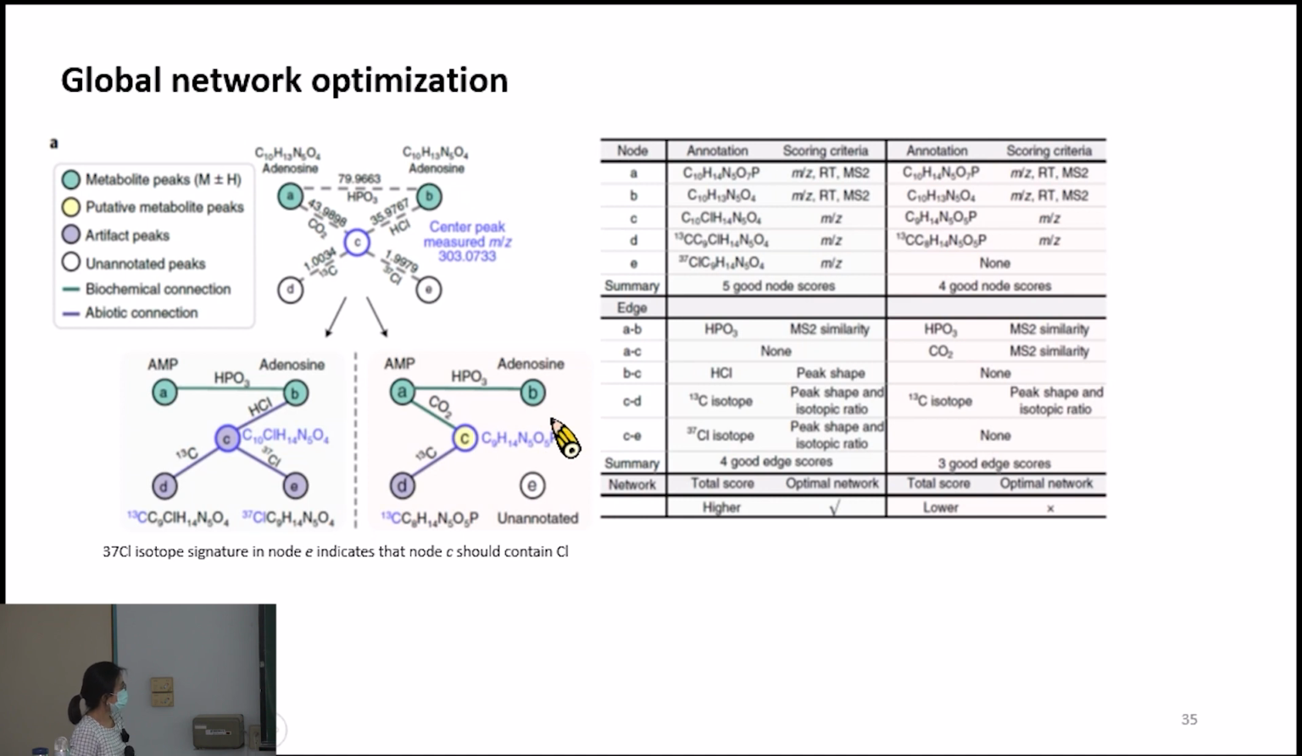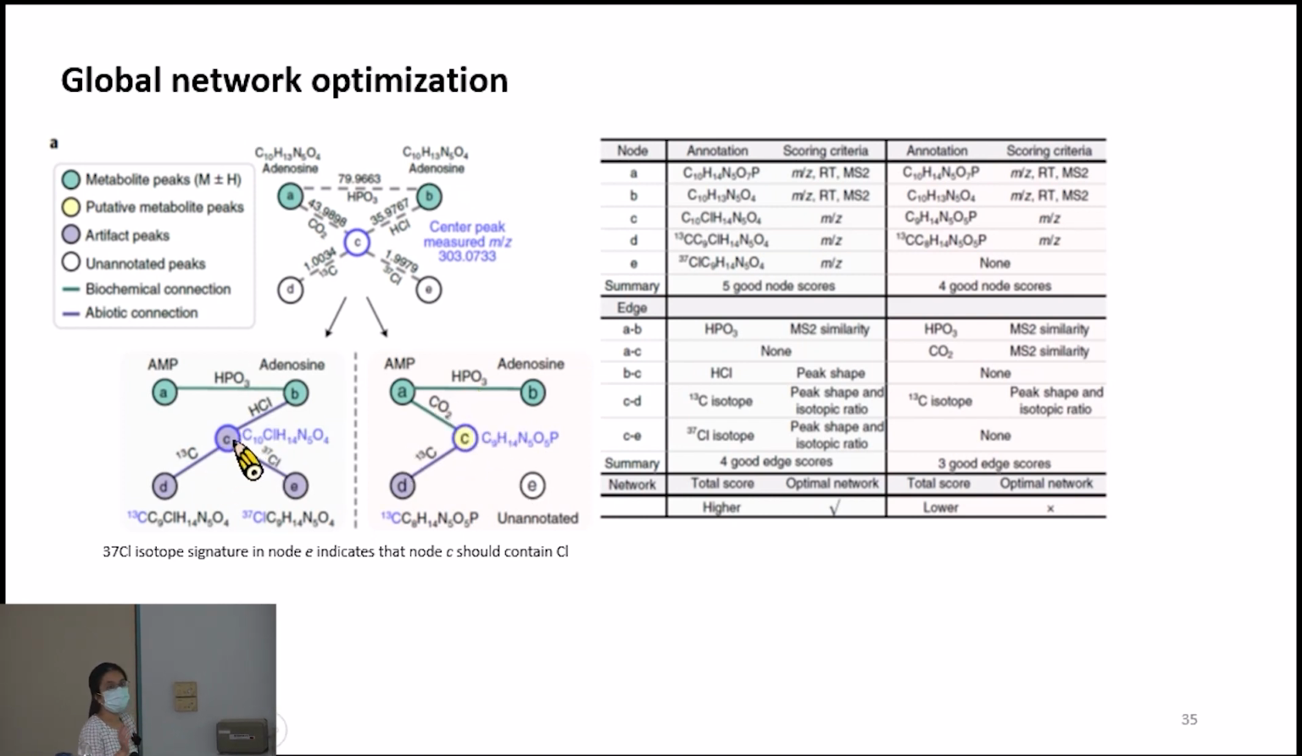Okay. So in the node C in the right network, you can see here, the node C is annotated based on the node B with HCl. So this prediction should be for this one. And this is for the right network in here prediction. And in the right panel predictions, they predict the node C from the node A with the CO2 loss. So based on different connections, they have different compound predictions.